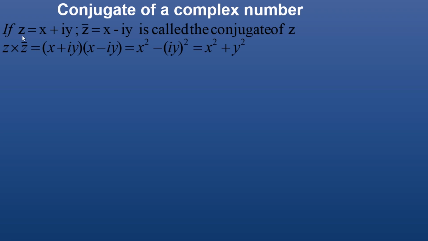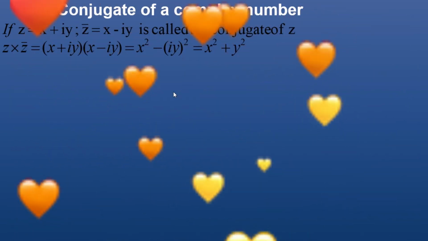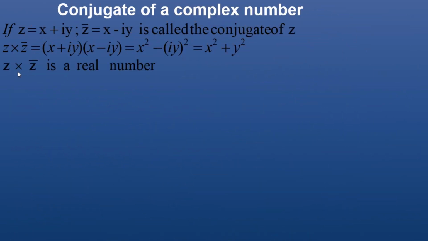Conjugate of a complex number. If z equals x plus iy, z bar equals x minus iy is called the conjugate of z. We multiply z times z bar and we get x squared plus y squared, which is a real number. This is in the form a plus ib times a minus ib, a squared minus b squared i squared, i squared is minus 1, so plus y squared. Z times z bar is always a real number.